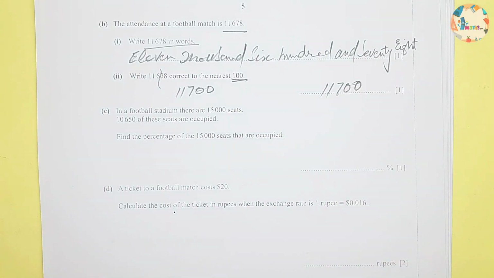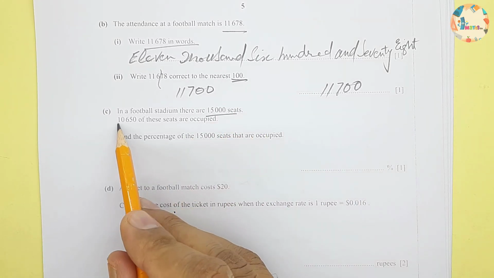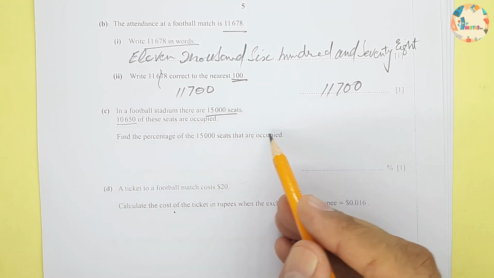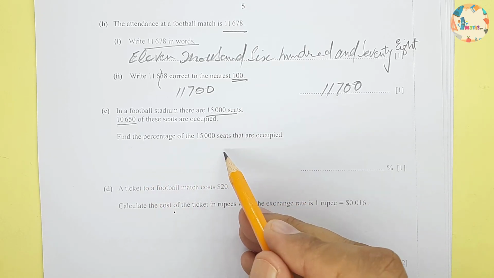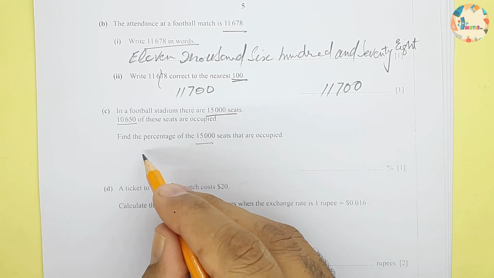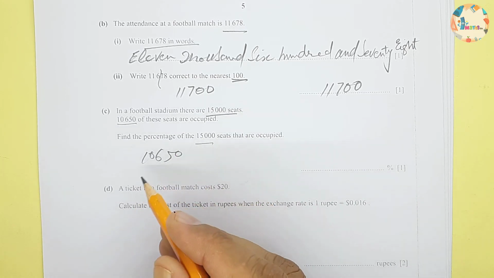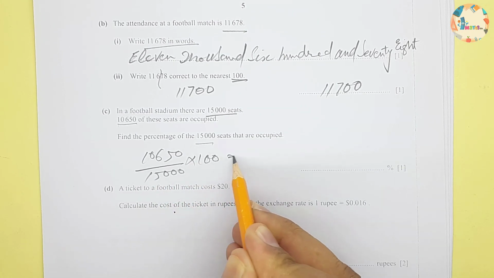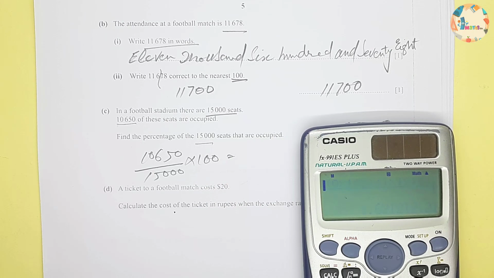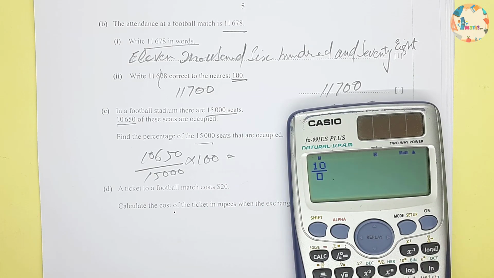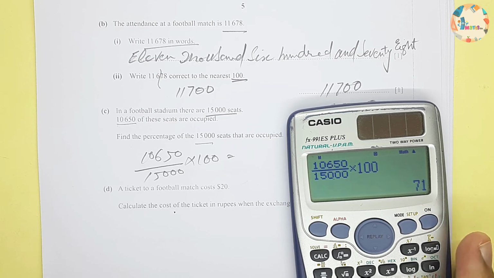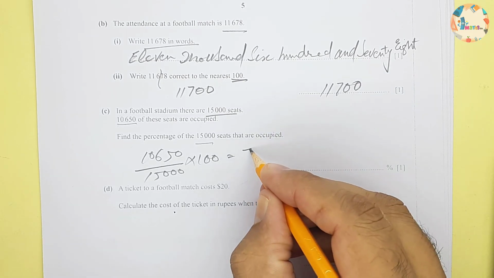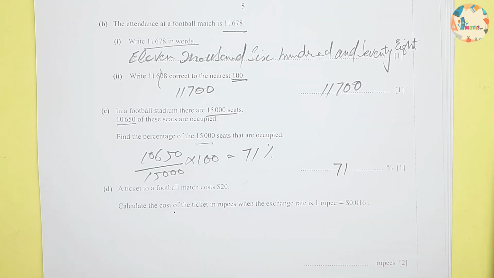In a football stadium, there are this many seats. This many of these seats are occupied. Find the percentage of these seats that are occupied. So 10650 are occupied out of total 15000 multiplied by 100 for percentage. If we calculate this, 10650 divided by 15000 and multiplied by 100 will give us 71%. So our answer will be 71%.